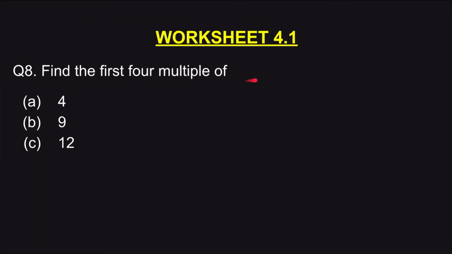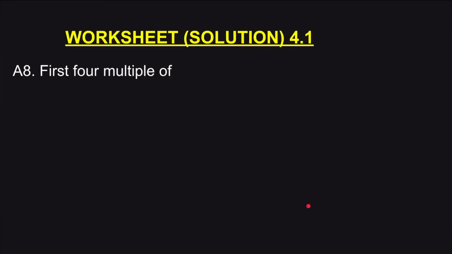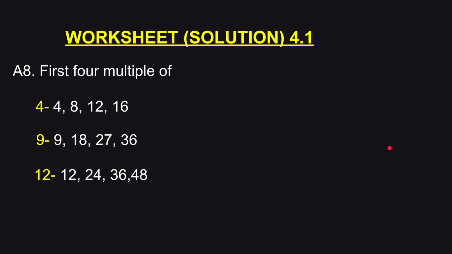Question 8. Find the first four multiples of A part, which is 4. So, we will write 4 ones are 4, 4 twos are 8, 4 threes are 12 and 4 fours are 16. So, the answer you have to write like this: 4, 8, 12 and 16. Next was 9. So, the first multiple of 9 is 9. The second multiple is 18, the third multiple is 27 and the fourth multiple is 36. How did we generate that? 9 ones are 9, 9 twos are 18, 9 threes are 27 and 9 fours are 36. The third one was 12. So 12 ones are 12, 12 twos are 24, 12 threes are 36 and 12 fours are 48. So multiples of 12 will be 12, 24, 36 and 48.